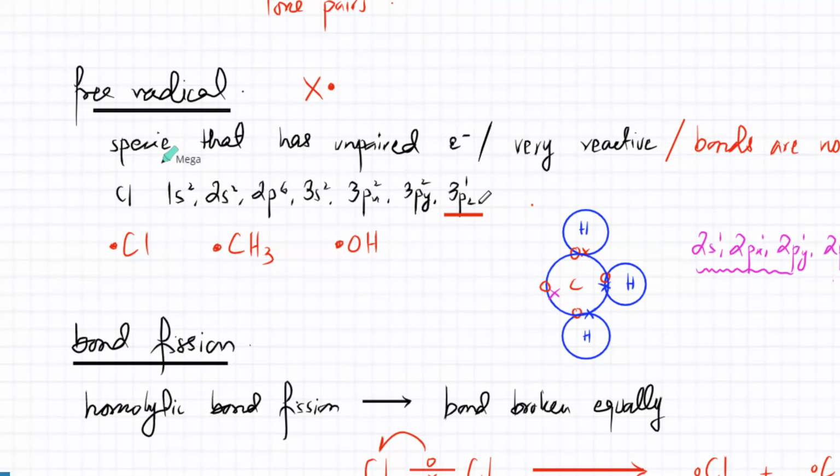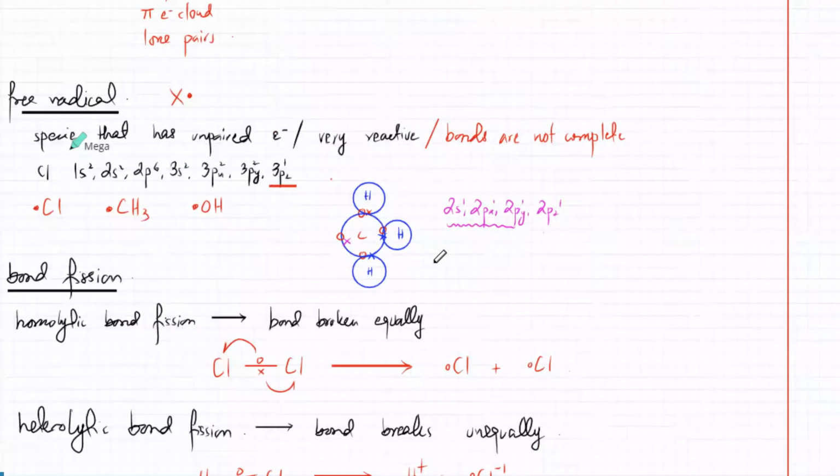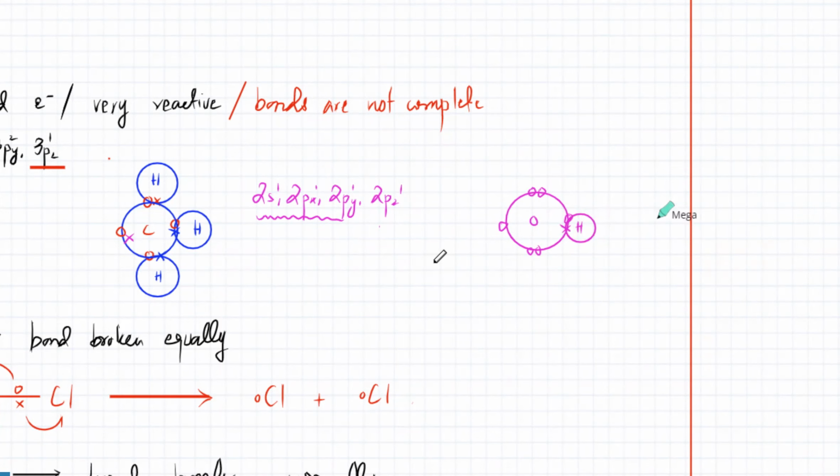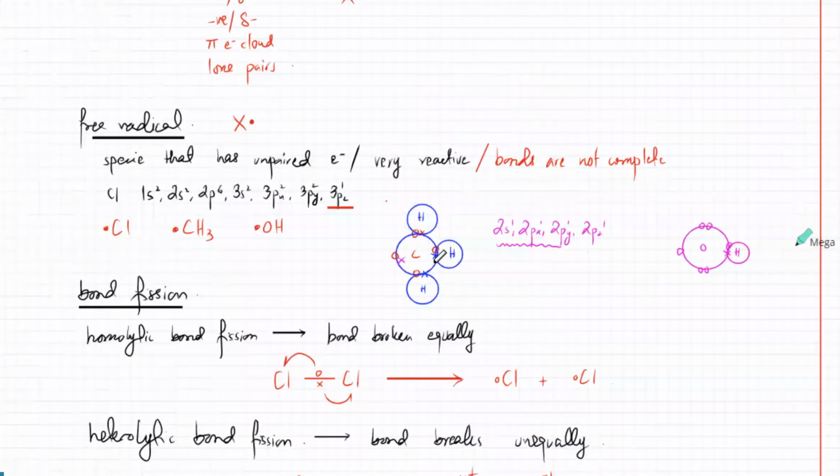Okay. Similarly, anything whose bonds are not complete, like OH. Let's say I have oxygen. So there's this oxygen atom and there's this H atom. Oxygen has 6 electrons. So that's 1, 2, 3, 4, 5, and 6. Oxygen needs 2 electrons. So if it gets 1 electron from hydrogen, it's still unpaired. It still needs 1 electron. So OH is a free radical. Is that clear?